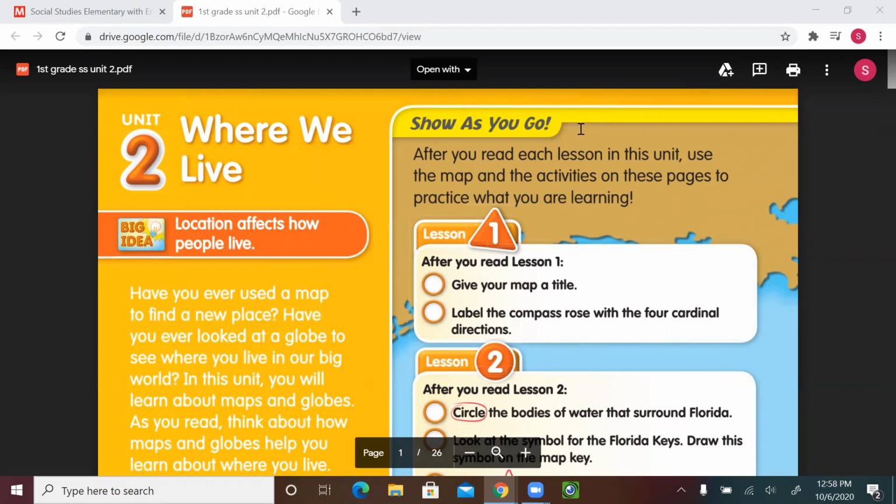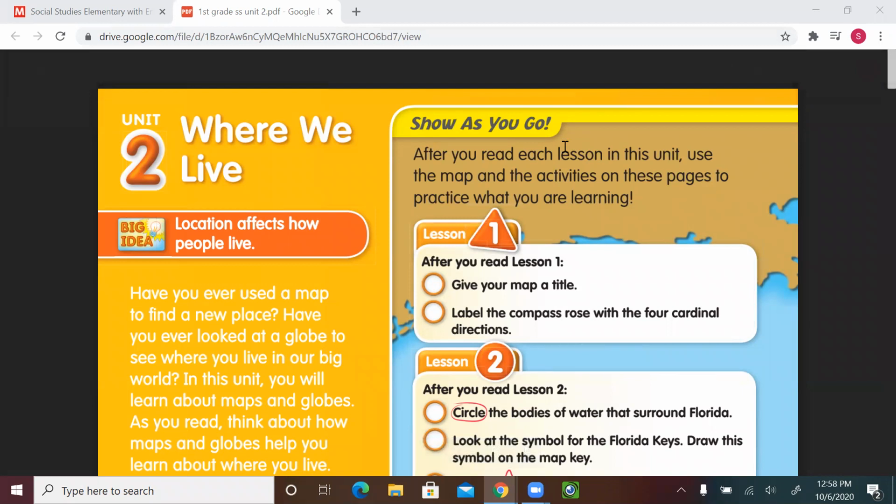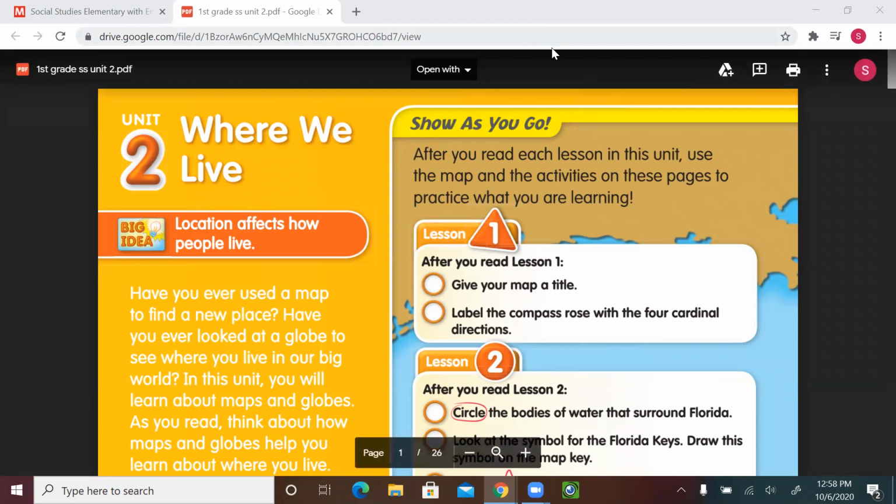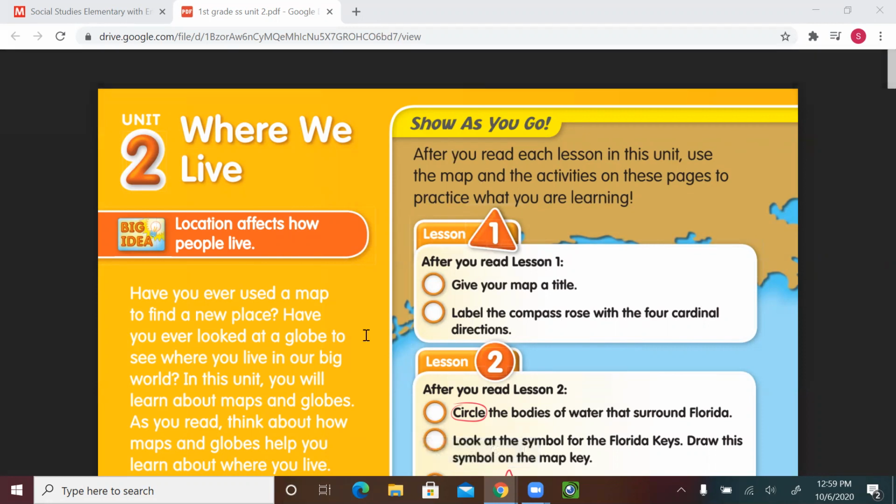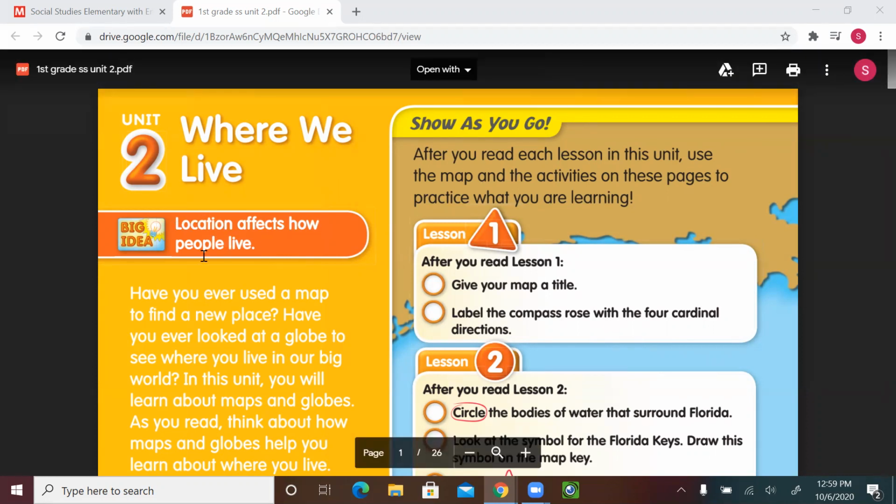Today we're going to start a new topic, topic 2, where we live. Please get your page 52. In this geography unit, you will learn that location affects how people live. You will use the map, and we're going to learn about different maps as well. In order to answer the question, as you see in these pages, we have to finish the units and get all the information and come back to this lesson or this page. So the big idea: location affects how people live.